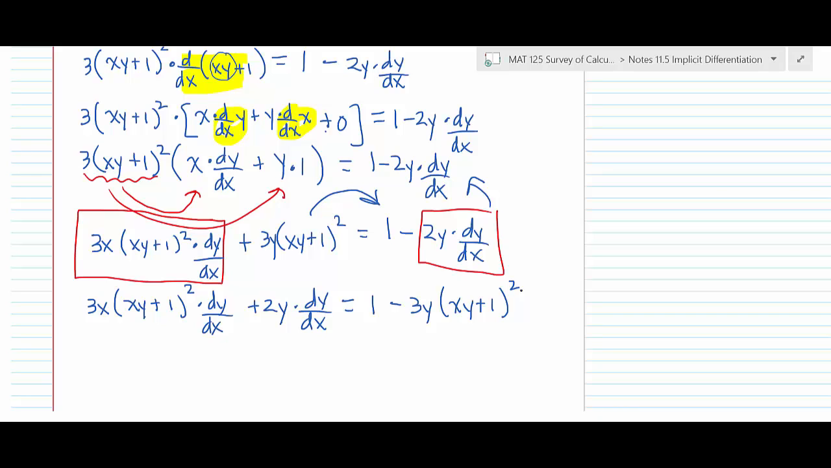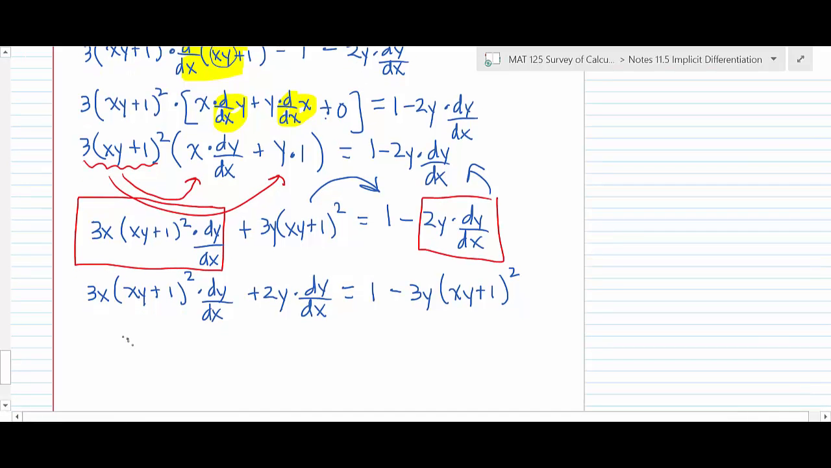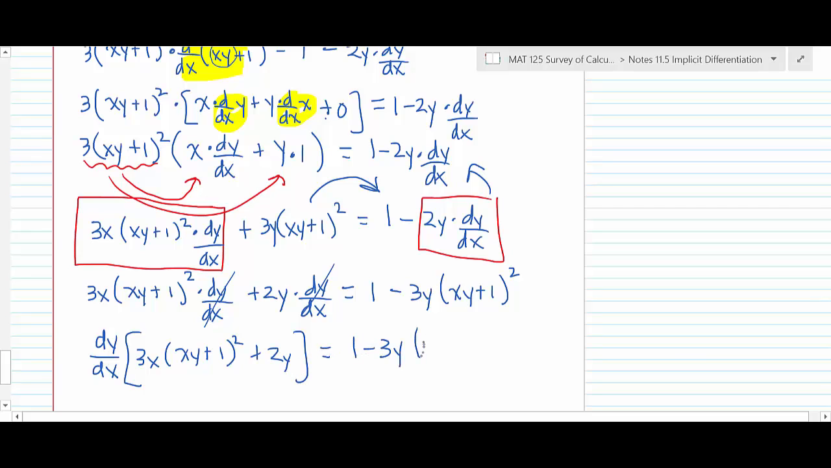Factor. It's almost always what you do. See, this is a common factor. Okay, now that's it. So that thing comes out. You're going to take that common factor out. So you're going to have dy over dx, I have a bracket, and see, this might help you if you just kind of block that off in your mind. Write what's left. Just bring it down. You'll have 3x, (xy plus 1) to the second, plus 2y, equals 1 minus 3y, (xy plus 1) to the second.